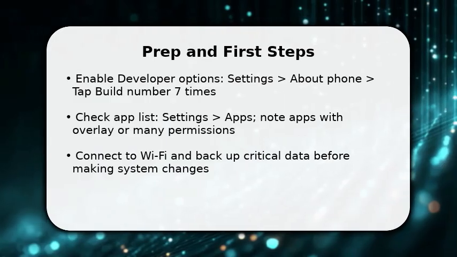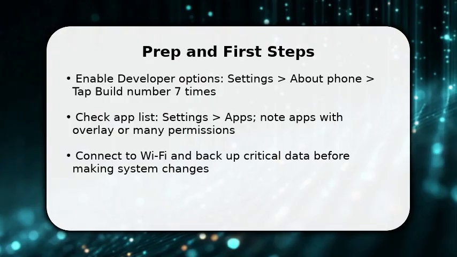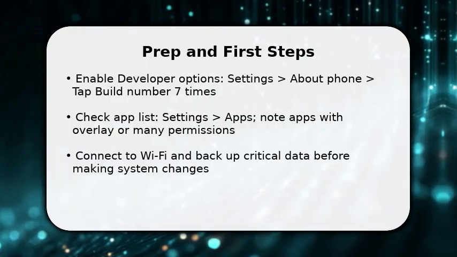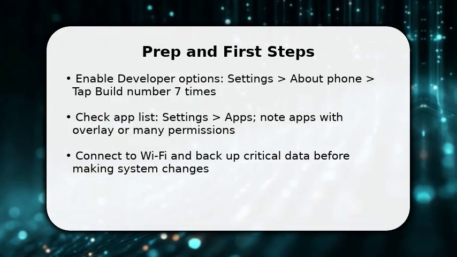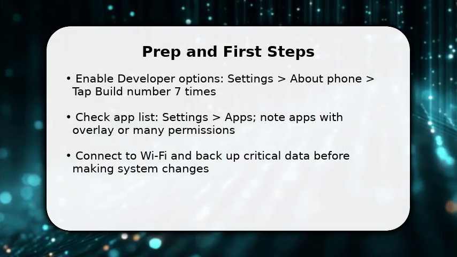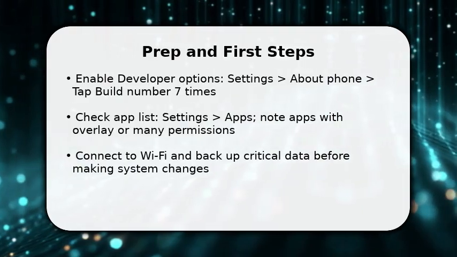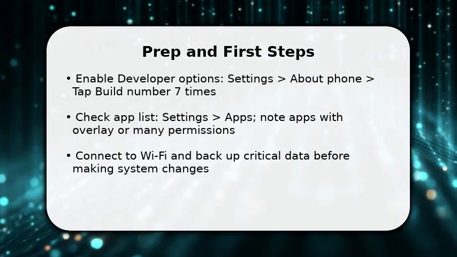You'll start by enabling developer options and backing up data so you can undo changes if needed. Once done, open Settings and tap About Phone, then tap Build number 7 times to reveal developer options. Next, go to Settings Apps and scan for apps with drawover or notification permissions. These are common ad sources.